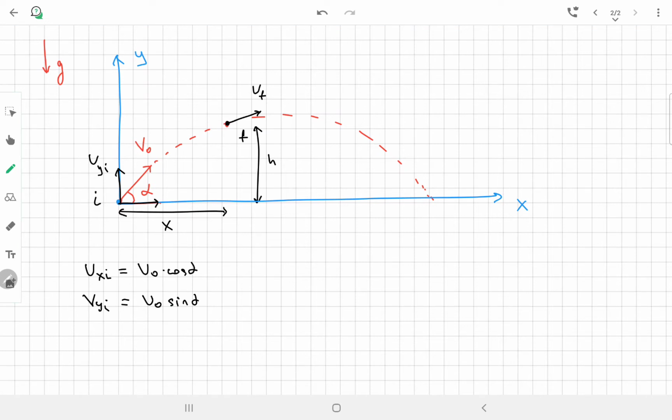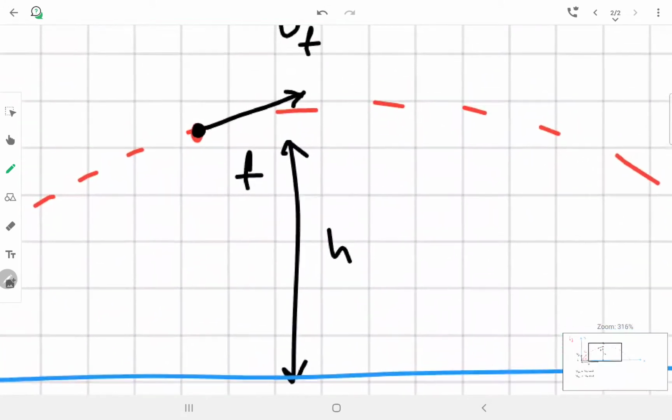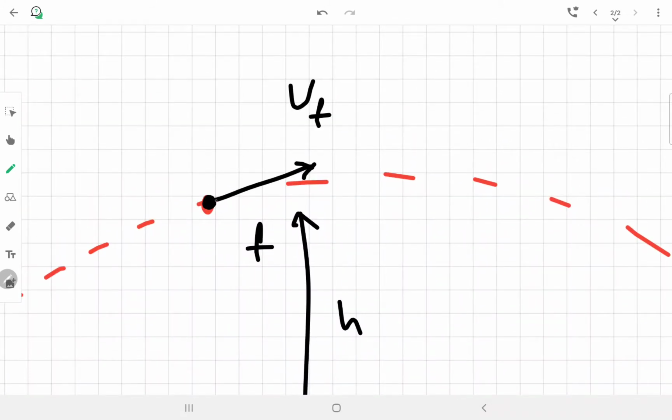Same for the velocity at point F. At point F, let me zoom in so you can see it better. Here this will be Vxf. Let's say this angle will be, of course, less than the initial alpha. Let's call it beta for now. And there will be a vertical velocity, let's call it Vyf.